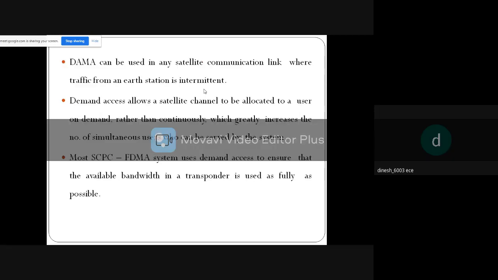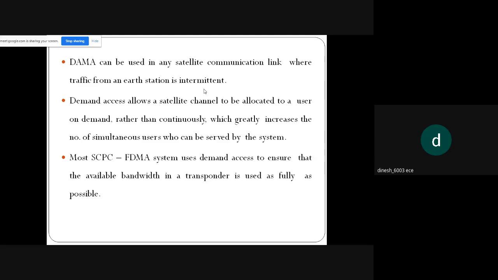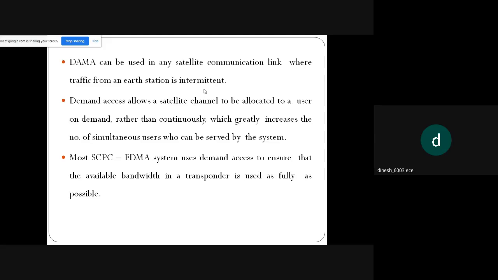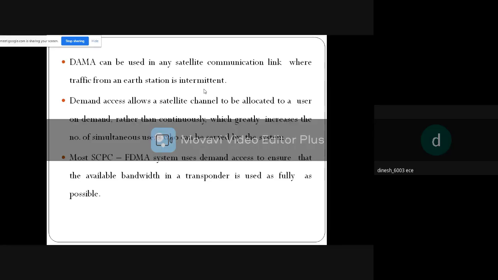This demand assigned multiple access system can be used in any satellite communication link where traffic from an earth station is intermittent. If there is heavy traffic also, this DAMA can be utilized. The demand access allows a satellite channel to be allocated to a user on request. On demand, if required, the user can make a request to use the system, rather than being given continuous access, which greatly increases the number of users that can be served by the system.